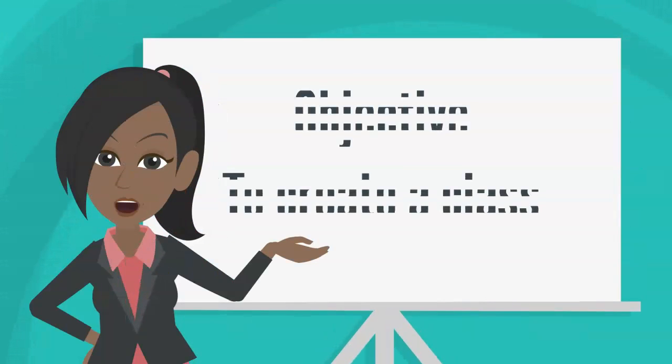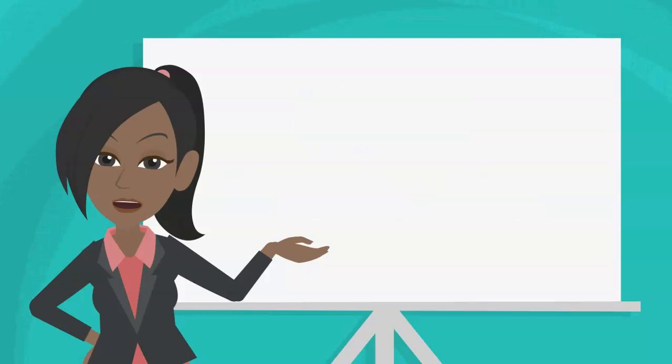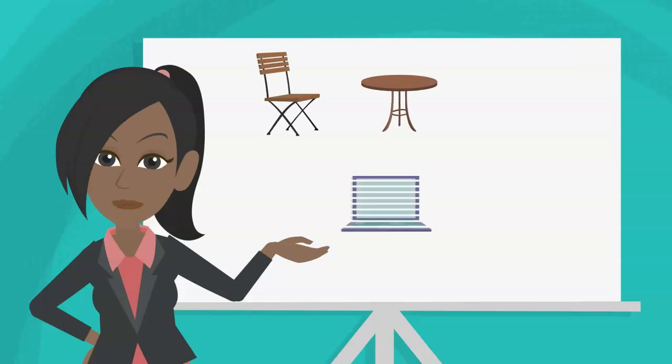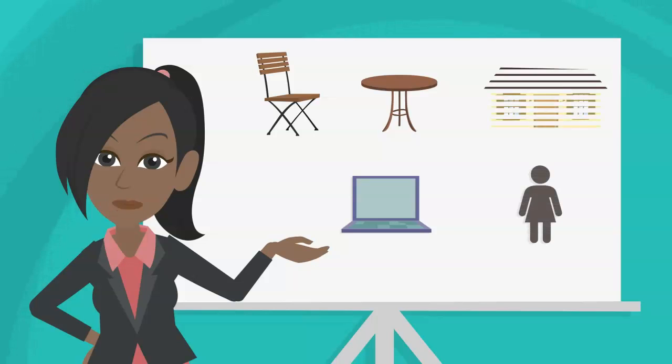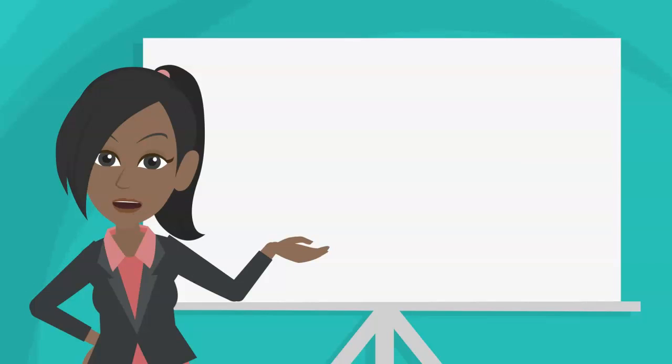Today, our objective will be to create a class. Look around you. What do you see? You might see a chair, a table, a computer, a person, or a house. Well, all of these things are considered objects in Python. In order to create these objects in Python, you need to create and follow a blueprint.